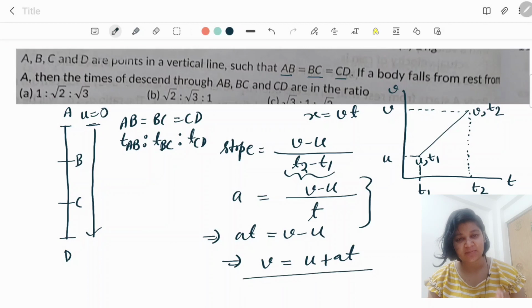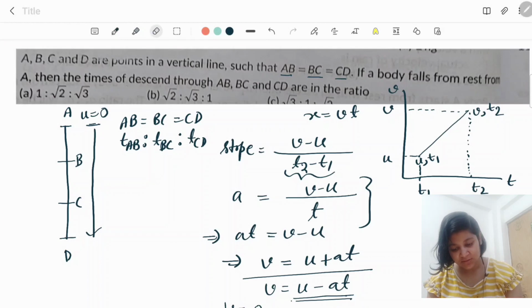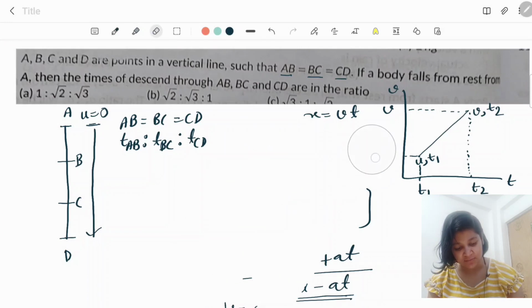That is true when the particle is accelerating. If the particle is decelerating, we will have to put a minus sign, because after some time the particle will come to a rest, or the final velocity will become 0. That means when u equals at, then the particle will come to rest. So this is one of the equations that we have to remember.